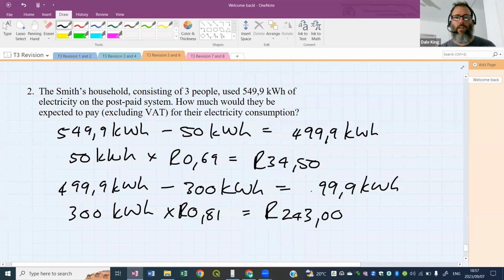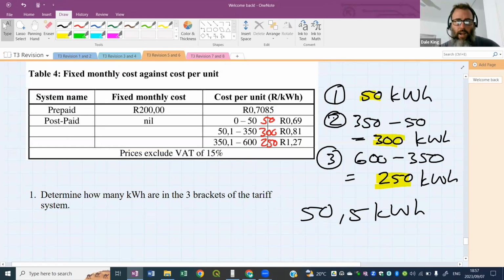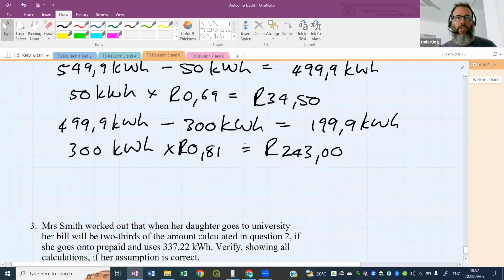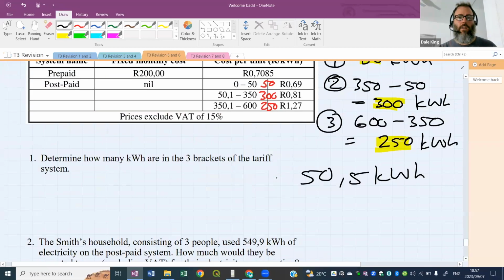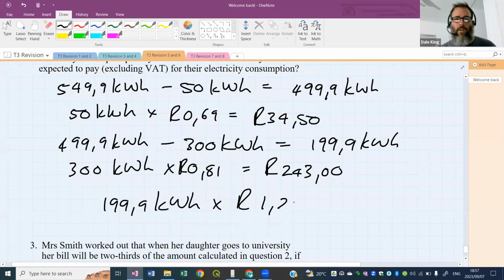All right. So there we go. So that's 199. I've got 199 left, and I'm not going to go through the last bracket with 199. I'm going to get stuck in there somewhere. So every kilowatt hour in there is charged at 1 rand 27. I've got 199 of them. So I don't need to do a subtraction sum anymore. This is all I have left, and I'm stuck in the last bracket, which charges at 1 rand 27. So the last remaining kilowatts are charged at 1 rand 27.